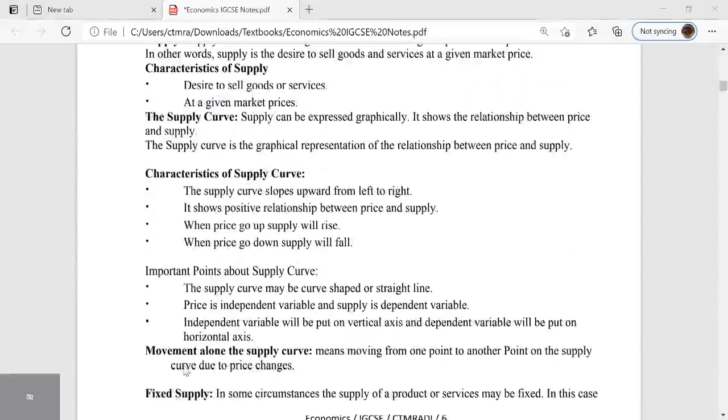So next we have the supply curve. Let me know if you're having a problem with any topic. We are going through all the topics again.